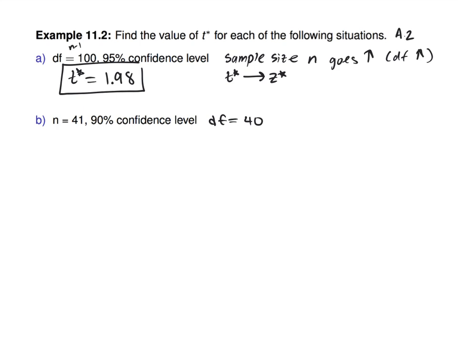In that case, the multiplier t star is for 90% confidence, degrees of freedom equals 40. 1.68.